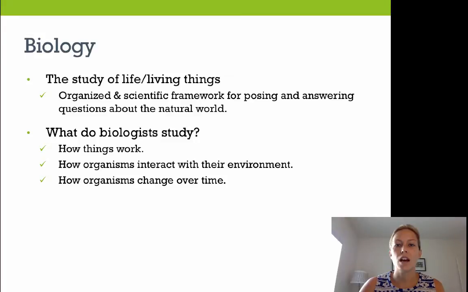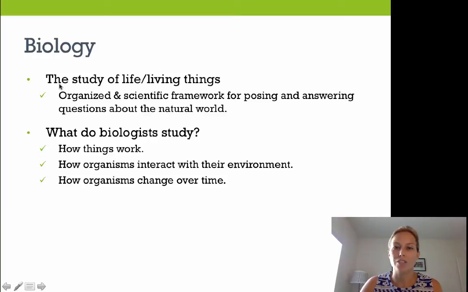So biology, the prefix bio means life and ology means the study of. So biology is the study of life or the study of living things. It's specifically an organized and scientific framework for posing and answering questions about the natural world around us.